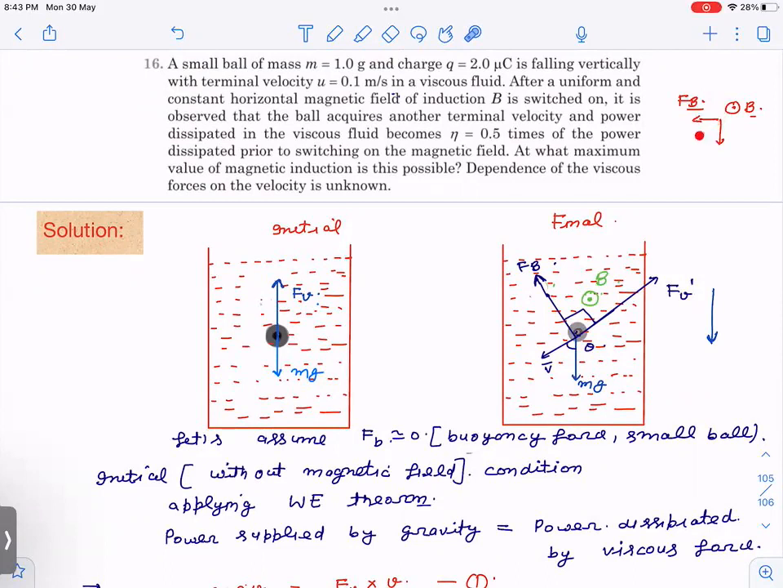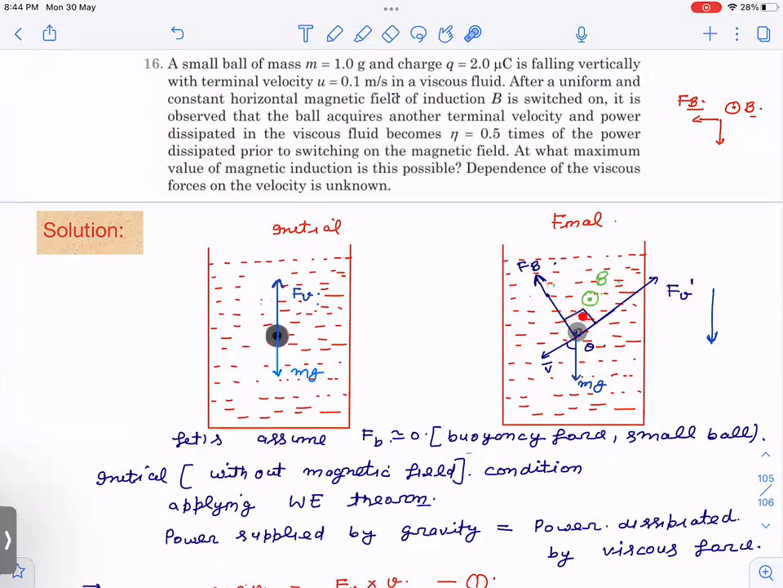So it keeps moving. Suppose at some instant all three forces balance each other. Then only will it attain another terminal velocity. Terminal velocity means velocity is constant, so the net force on the ball should be zero. Somewhere here, when velocity was like this, the magnetic force is definitely perpendicular. And this is the new viscous force, Fv prime, I have assumed. Mg remains as it is.